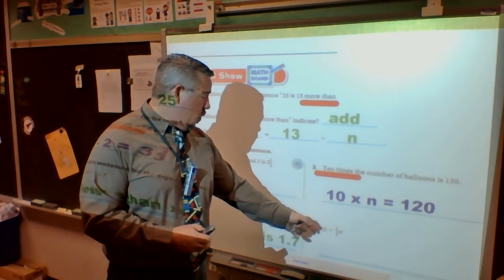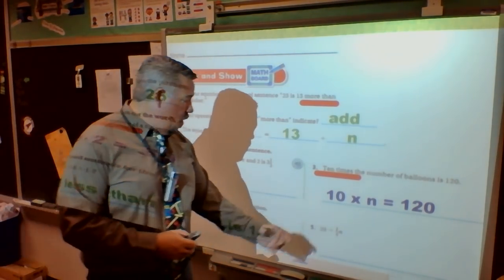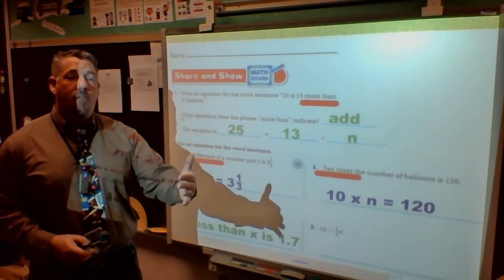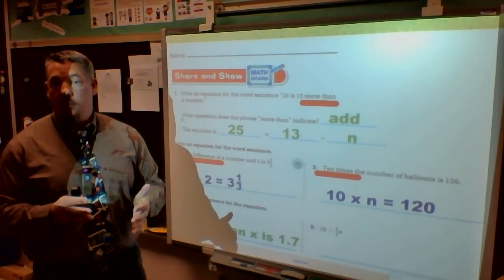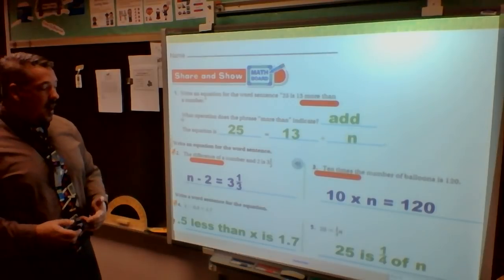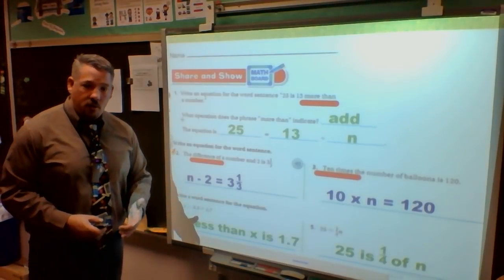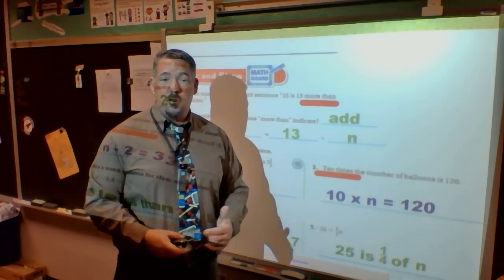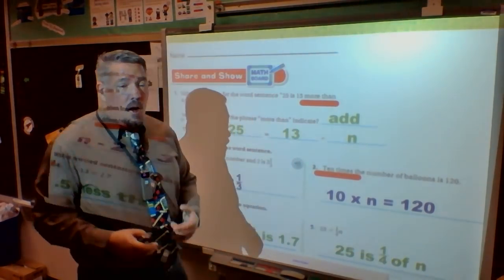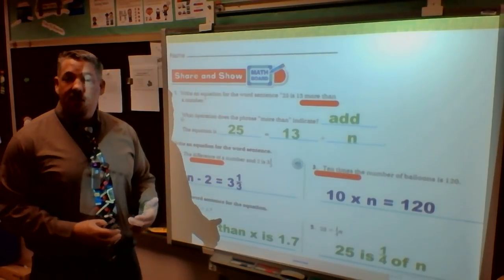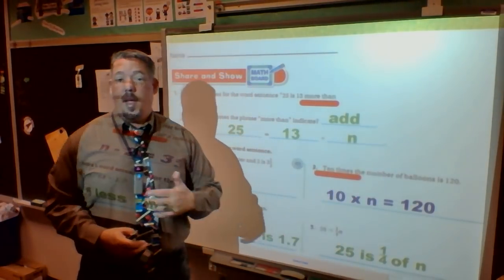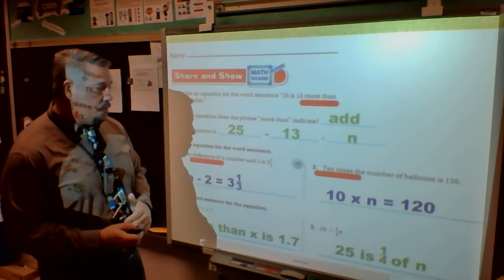On number 5, 25 is equal to 1/4 n. And we talked about that. That's a coefficient with a variable. A coefficient and a variable together means multiplication. So I know I'm multiplying. So I would have 25 is, well, it is what? It's 1/4, and we use the word "of" generally for multiplication. Of n. I could put 25 is the product between 1/4 and n, because product tells me to multiply as well.